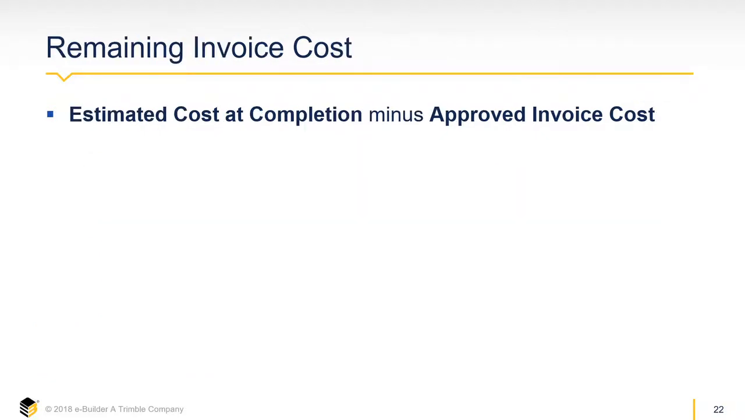And finally, there is a column which is simply the difference between the estimated cost at completion and the actual approved invoice cost. We call that remaining invoice cost. So again, remaining invoice cost is going to be your estimated cost at completion for a task minus whatever you have an approved invoice cost against that task, so you know what's left to be paid against that task.